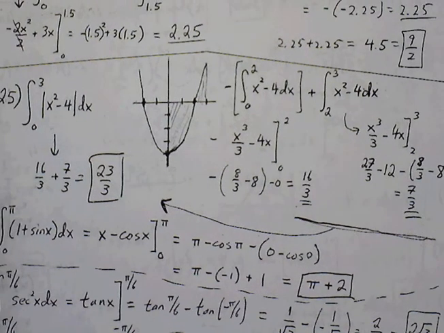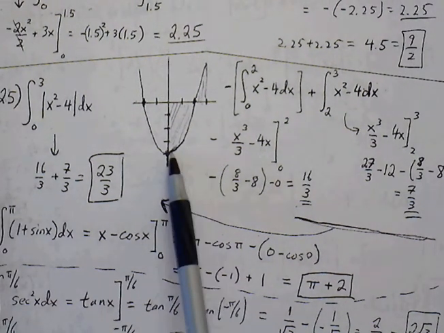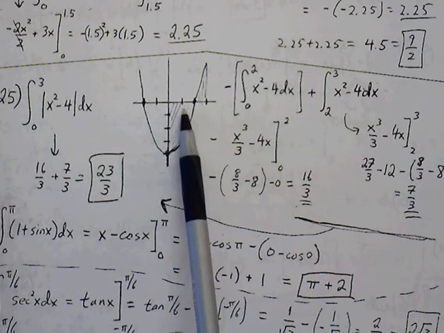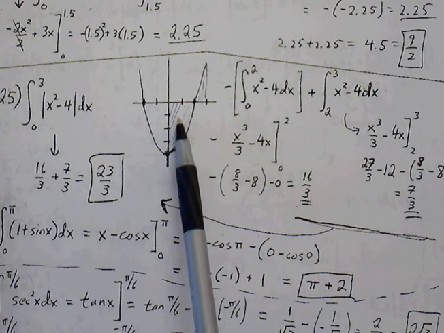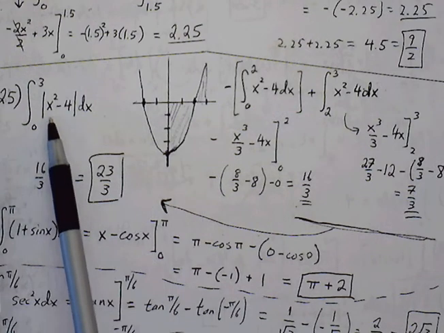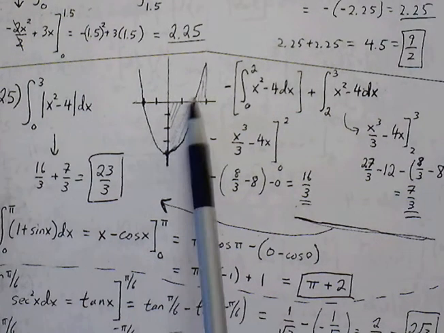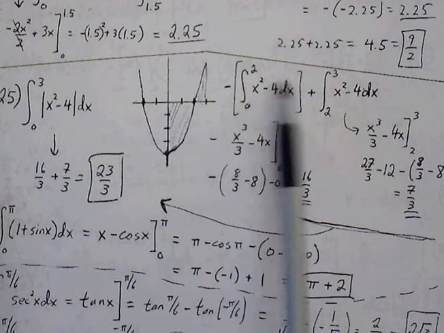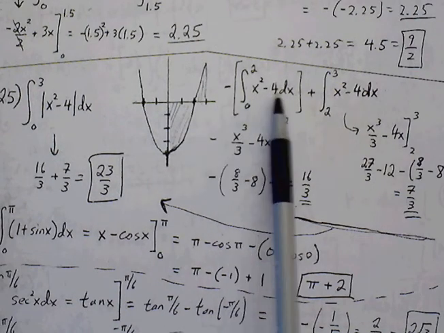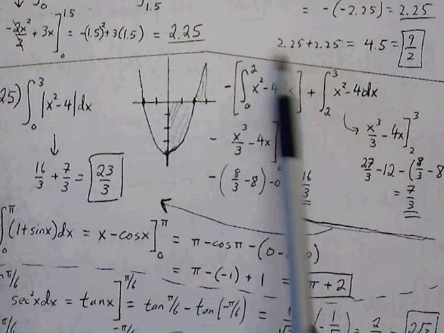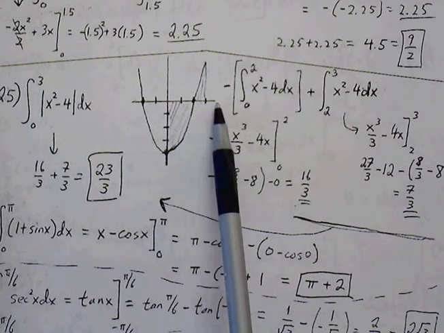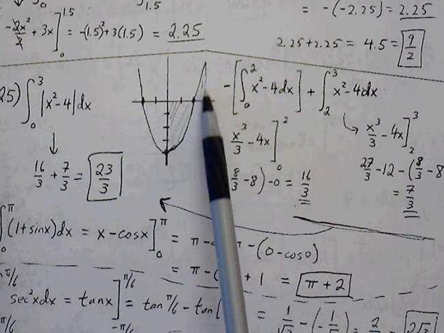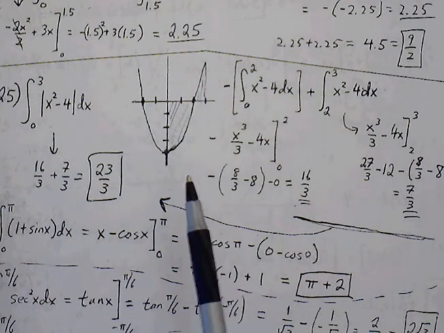So if we find the definite integral from 0 to 2 for x squared minus 4, this will produce a definite integral that will be negative, right? But it's asking for the absolute value of this region, so I can put a negative in front to guarantee that this will produce a positive value. And then I can separately find the definite integral from 2 to 3, and that will give me this region. This is above the x-axis, so I know that will give me a positive value.